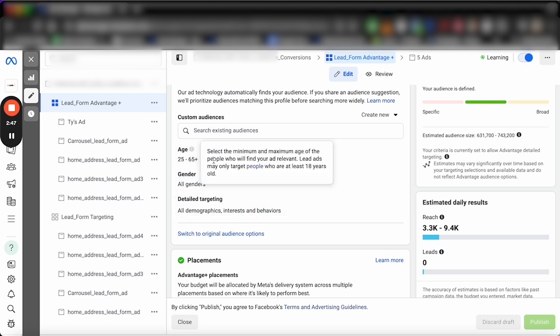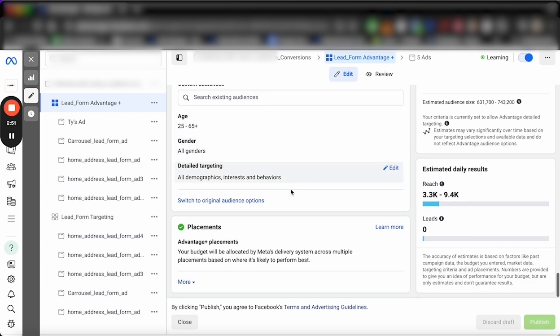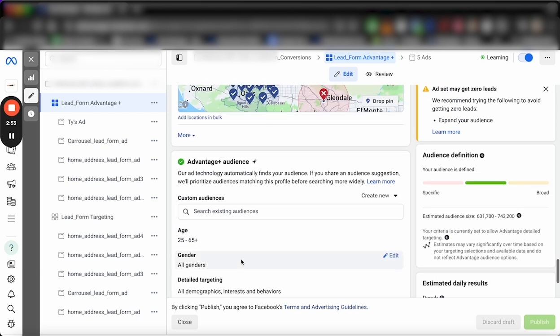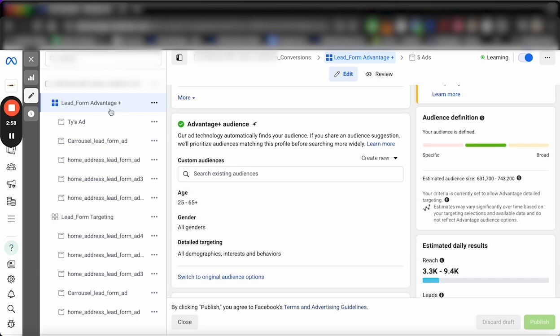So, age, I assume you guys are just happy targeting 25 plus, so we'll just leave that. It's sort of just up to you guys. We've done 24, we've done 23, but I mean 25 is probably fine.